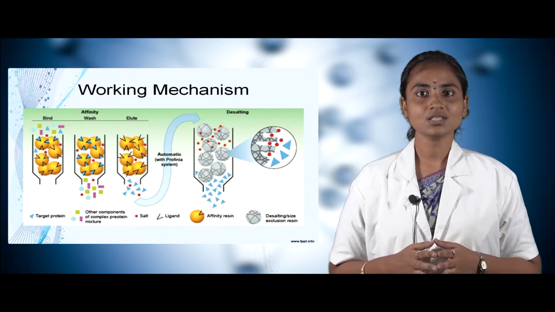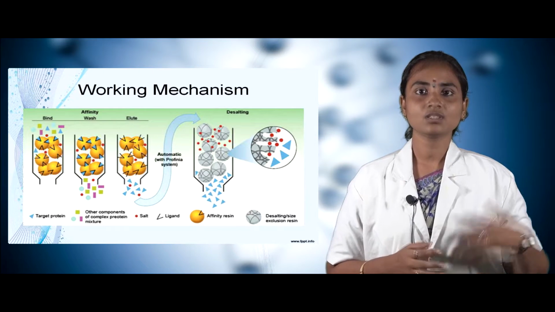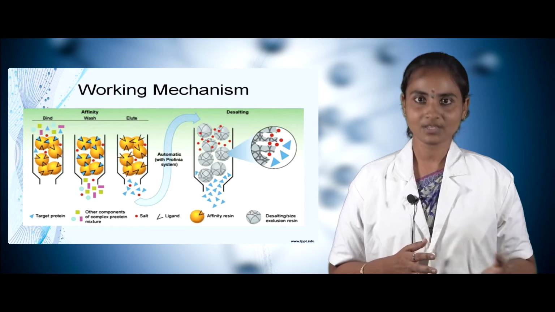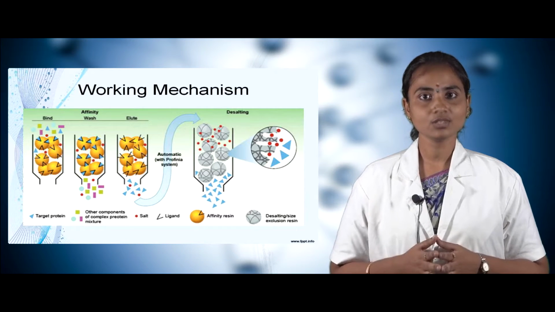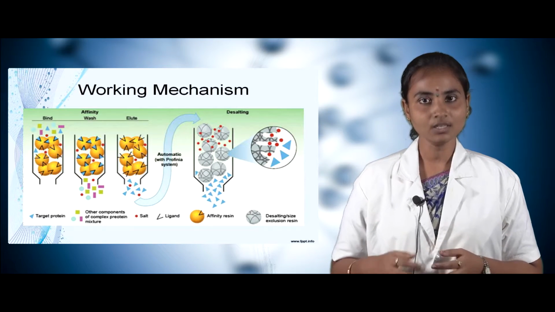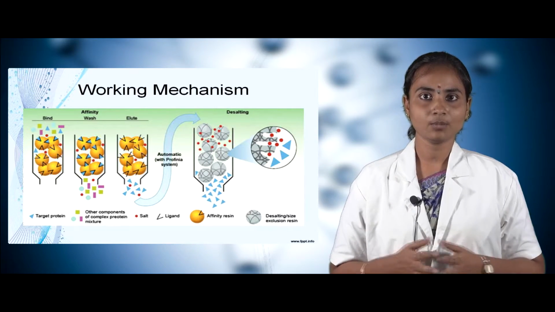For this, we can use a second washing buffer, which is much stronger than the first buffer. With this strong buffer, we can elute and purify the desired protein.